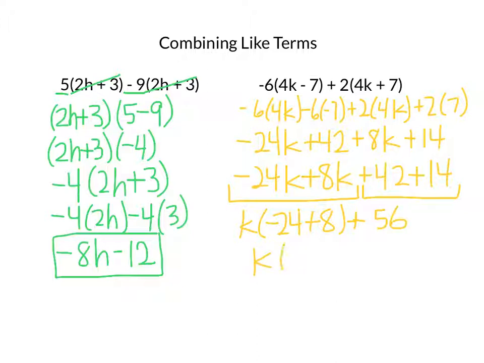Then doing the k times negative 16 plus 56. And finally writing this as negative 16k plus 56. Or again, we could have ended it a couple of steps earlier, so without using that distributive property to combine the like terms.